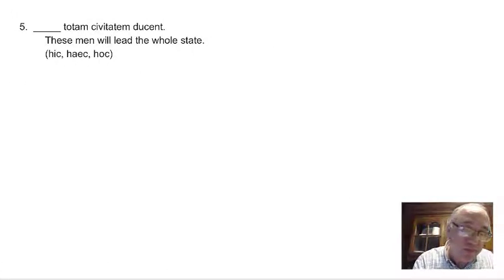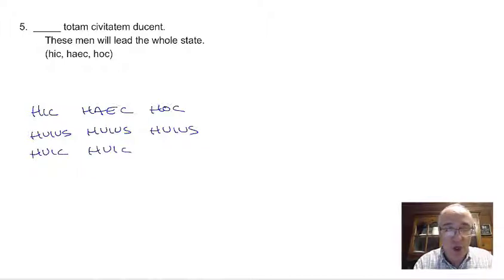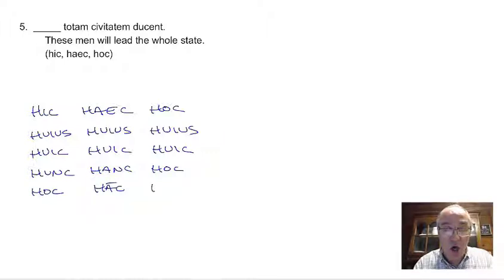Hic, haec, hoc. Huius, huius, huius. Huic, huic, huic. Hunc, hanc, hoc. Hoc, hac, hoc. These are the singular forms, masculine, feminine, and neuter, of the demonstrative adjective hic, haec, hoc.